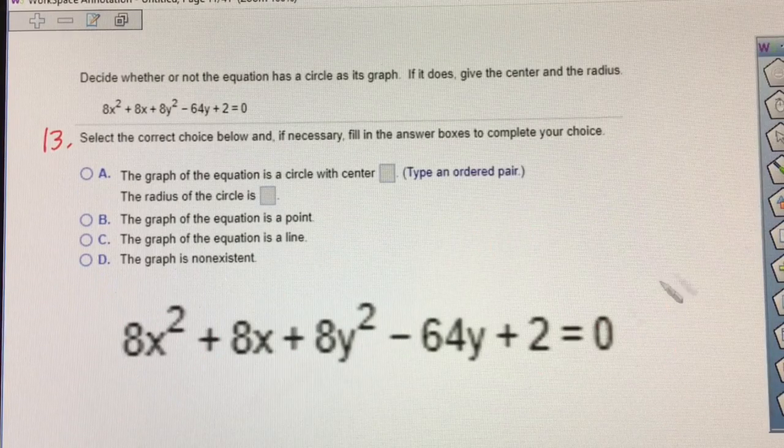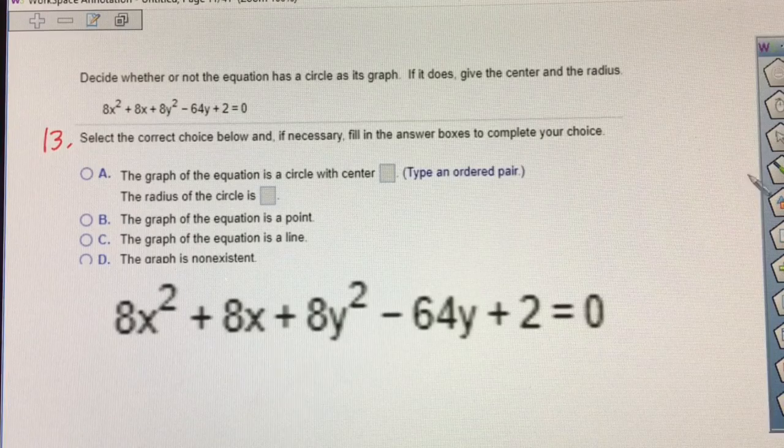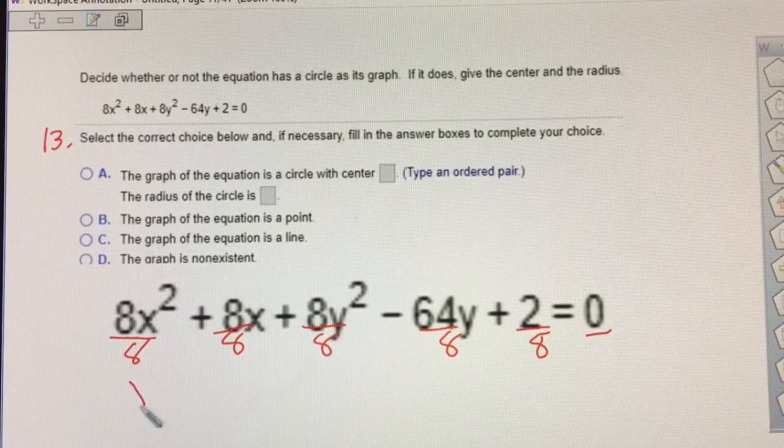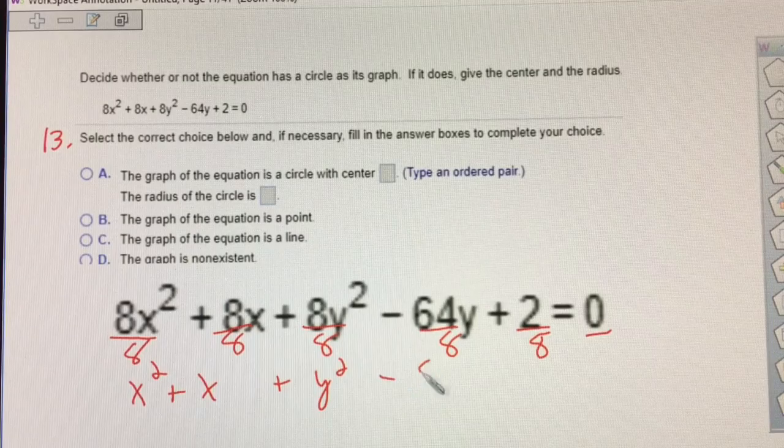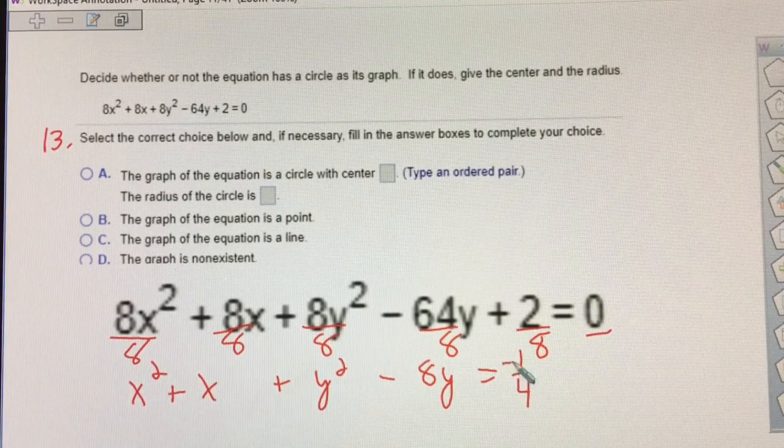This one's a little bit more involved. Notice there's a leading coefficient. So what you're going to have to do for this one is divide everything by 8. So I divide every item by 8. So that's going to give me x squared plus x plus y squared. Now I can deal with it. Minus 8y, and that's going to be 1/4, but I'm going to subtract it from the other side to get negative 1/4.